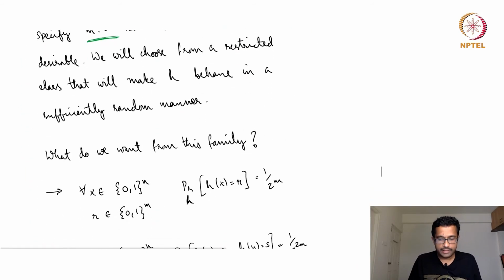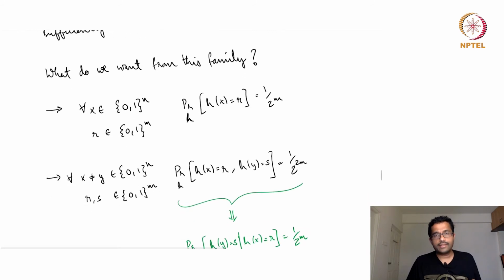So all we need is a random value that should be mapped to all zeros with probability 1 by 2 power m. And even if x is mapped to 0 power m with probability 1 by 2 power m, y should be mapped independently. So what we really want is not all the functions. We can do with a restricted class of functions as long as it has enough independence in it, right?